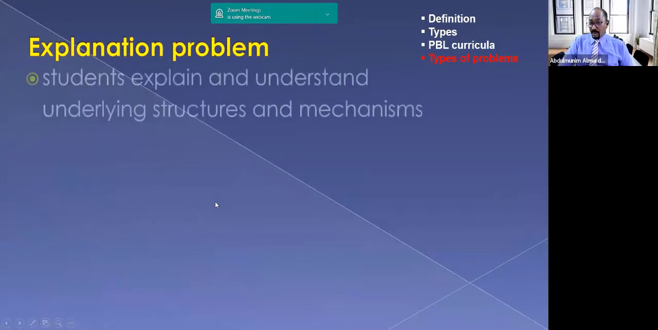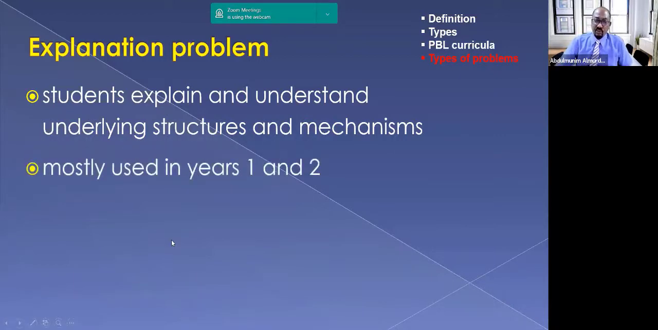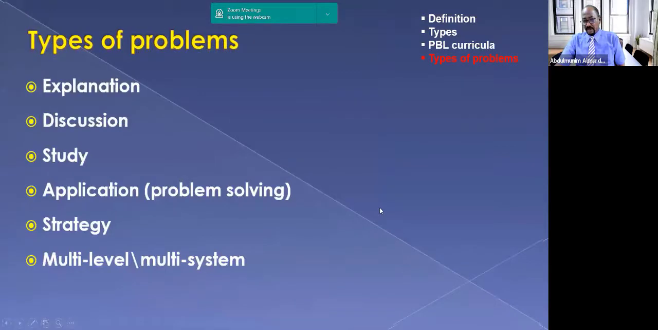Now, the explanation problem, students explain and understand underlying structures and mechanisms. So this is very clear, a type which can be used for basic sciences, because through the problem, the students try to understand underlying structures, underlying mechanisms, and then they are able to explain them. So this is called the explanation problem, and this is usually mostly used in years 1 and 2, and they focus on normal human function and structure.